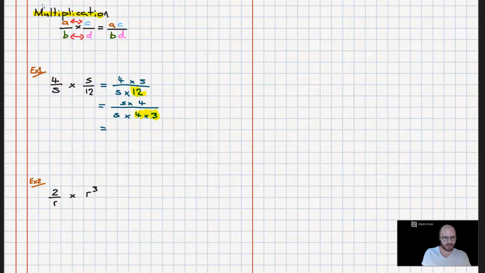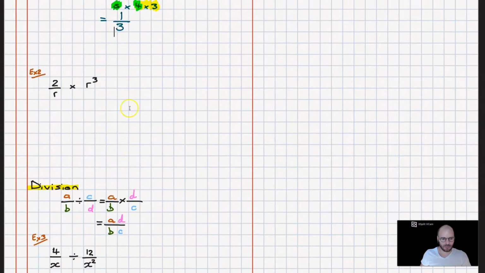Now, we look at what's common between the two, and we can see an s over here, and an s over here. And we see a 4 here, and a 4 here. So everything highlighted in green is going to go away. What that's going to leave us is a 3 down in the denominator and a 1 upstairs in the numerator, and that will be our result. 4 over s times s over 12 is equal to 1/3.